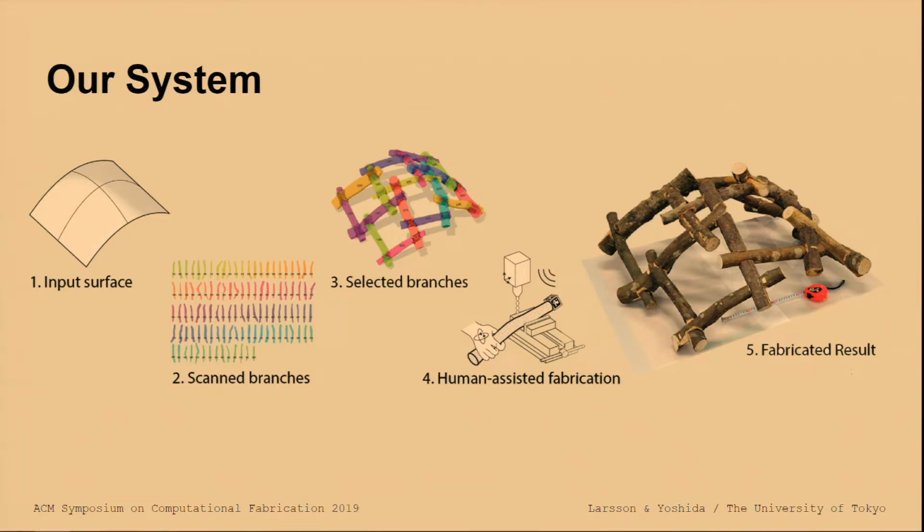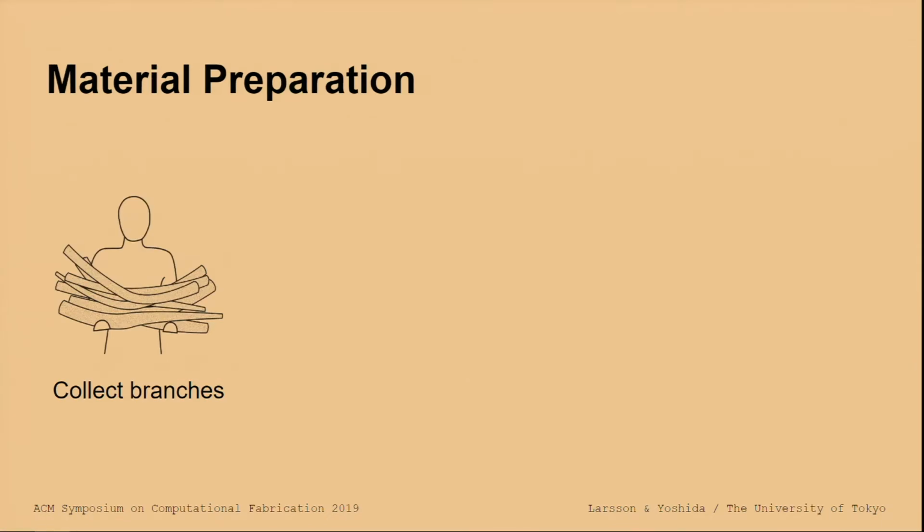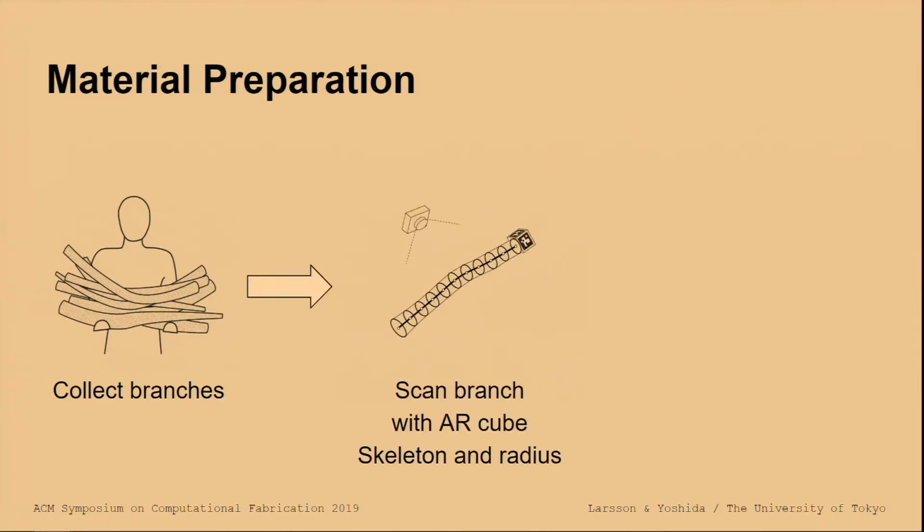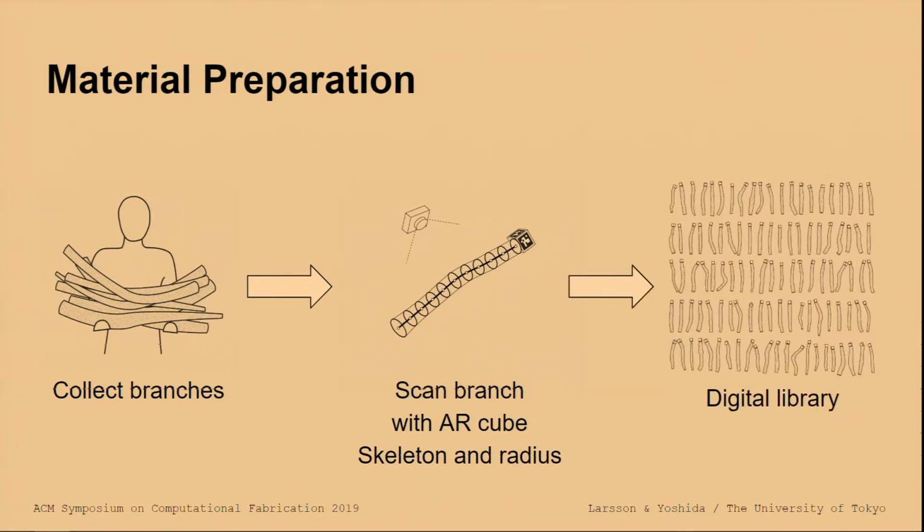Let me now present the process in more detail. First, we obtain branches. And because each shape is unique, we want to read these shapes. So we scan the branches. We also attach an AR cube to the branch so that we can track the position. And then the system extracts the skeleton and radius. And we create a library of all the available material.